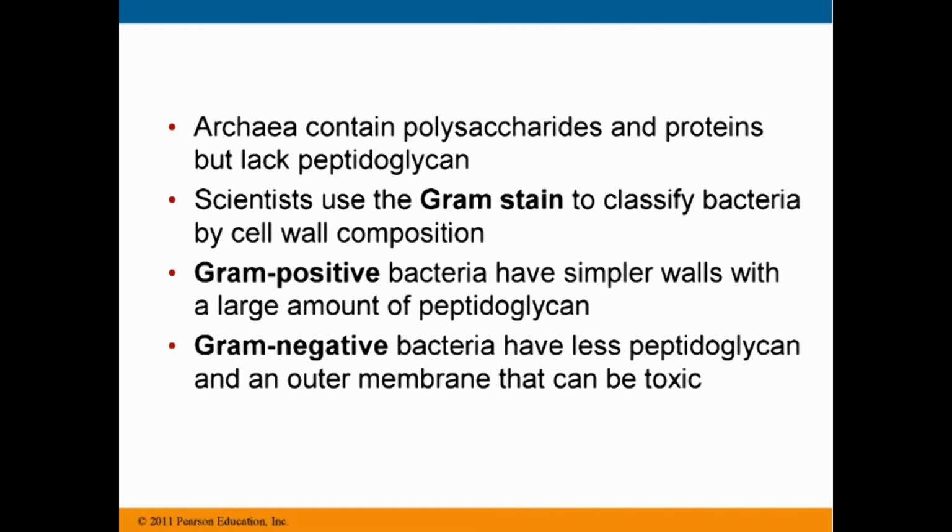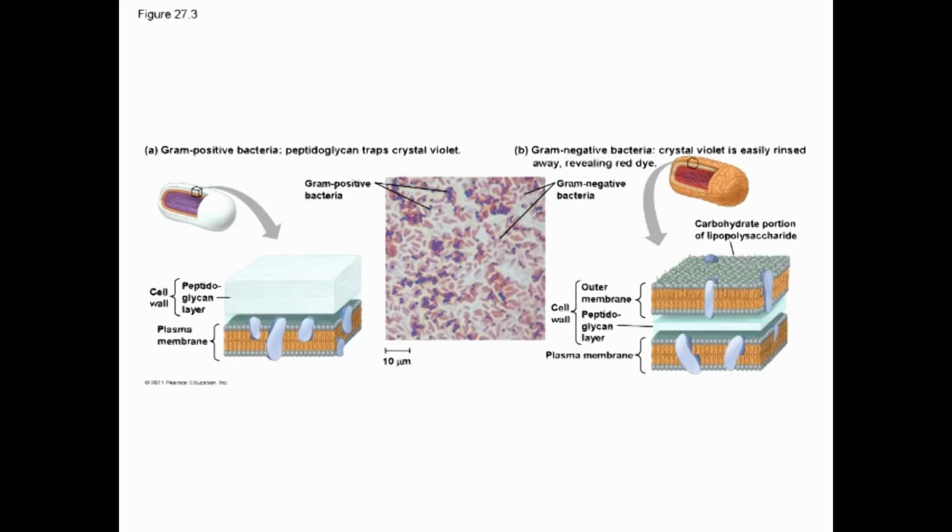One of the ways that scientists can start to classify an unknown bacterium is to use the Gram stain. Gram-positive bacteria, which have large amounts of peptidoglycan, will stain purple. Gram-negative bacteria will stain pink when they have less peptidoglycan in that outer membrane, which is very high in lipid content.